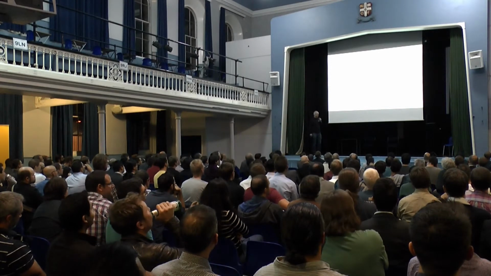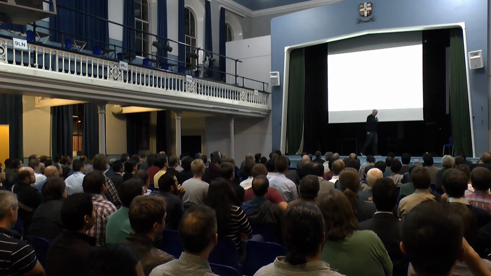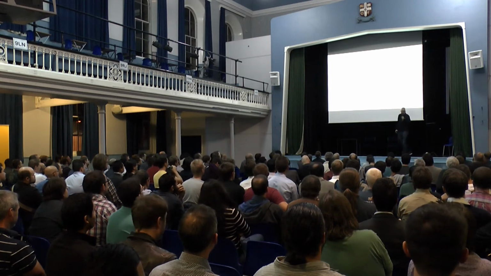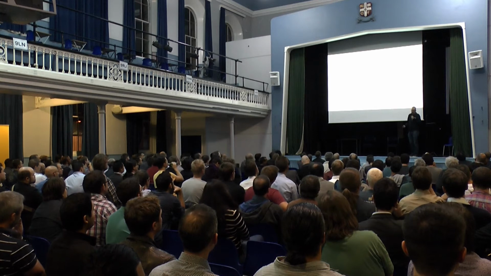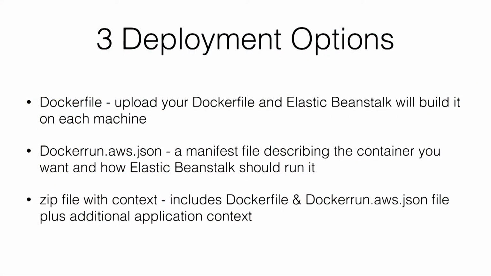There's basically 3 options that you have for deploying Docker-based containers onto Elastic Beanstalk. The first is you can just upload a Dockerfile, and Elastic Beanstalk will build that Dockerfile on all of the instances in your environment. It's not a particularly dynamic way to do things because your Dockerfile has to encapsulate everything you have. Second, you can define a manifest called Dockerrun.aws.json, and this will give Elastic Beanstalk a little bit more information about how the environment should be built out. We'll show you a couple of examples of that in a second.